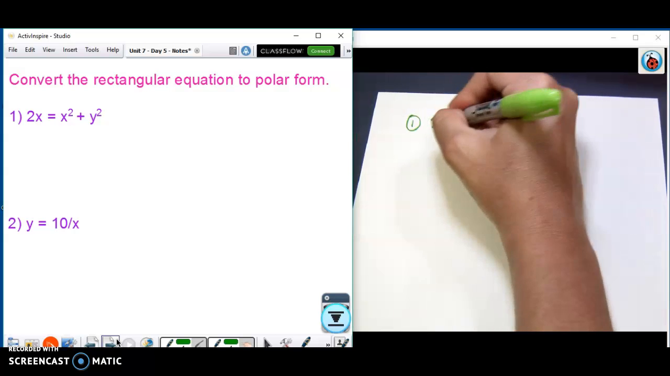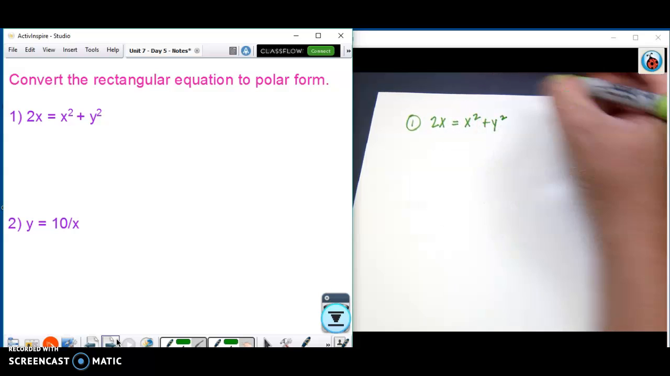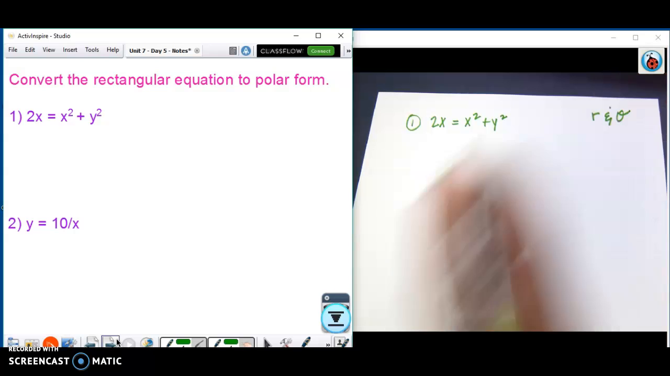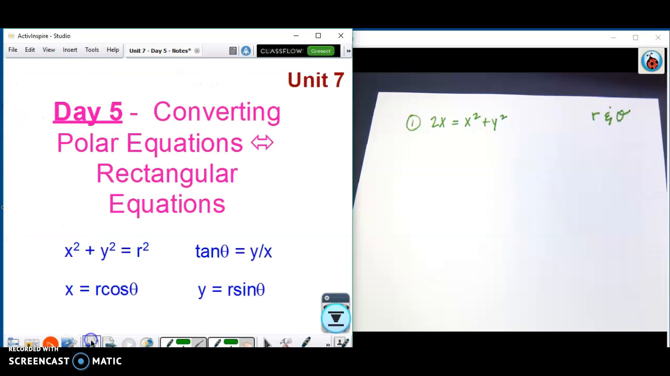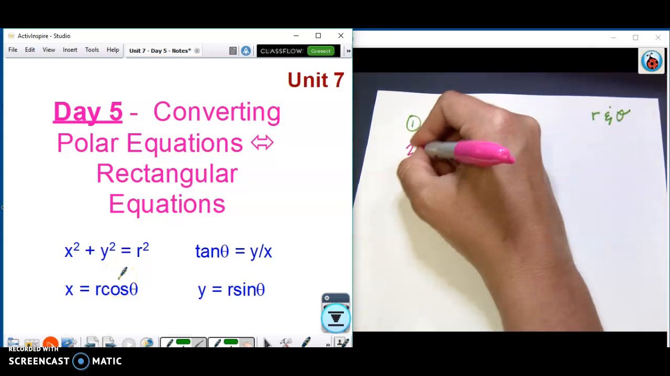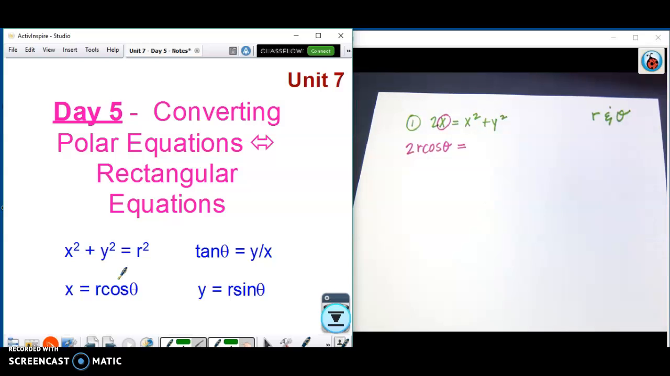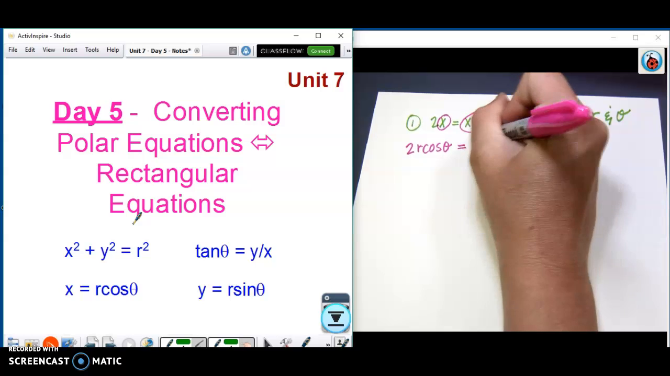So rectangular here for the first one. And when we finish, we should have r and theta in our answer. Personally, I think going from rectangular to polar is a whole lot easier because you're going to follow the exact same steps every single time. Anytime you see an x by itself, like we have here with the 2x, you're always going to use this formula, r cosine theta. So I'm going to replace this x with 2 times r cosine theta equals. Anytime you see x squared plus y squared grouped together, guess what that's going to equal? R squared. So you're going to replace this.